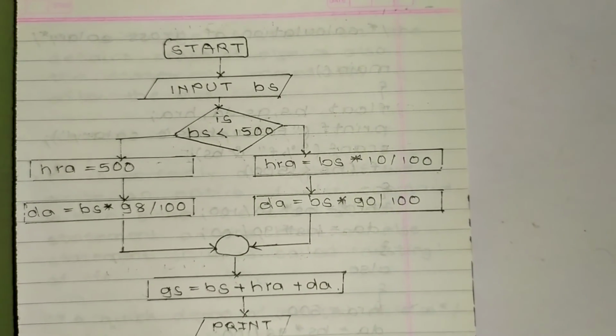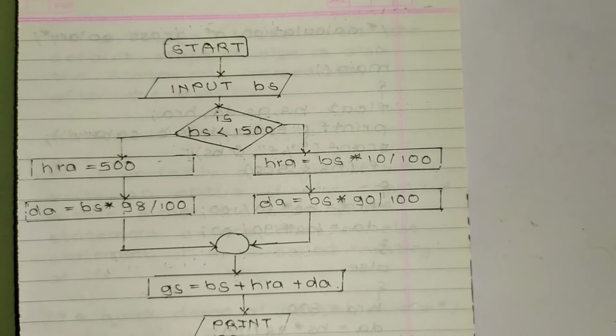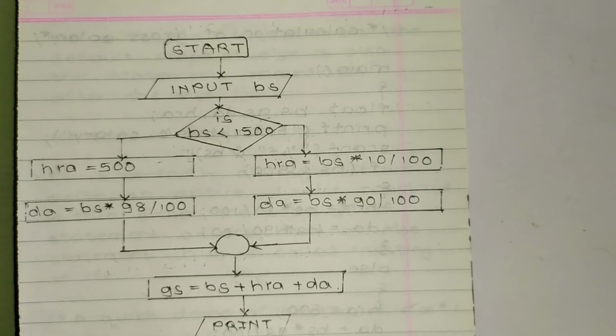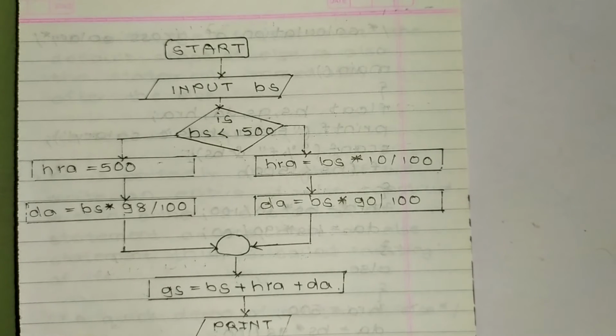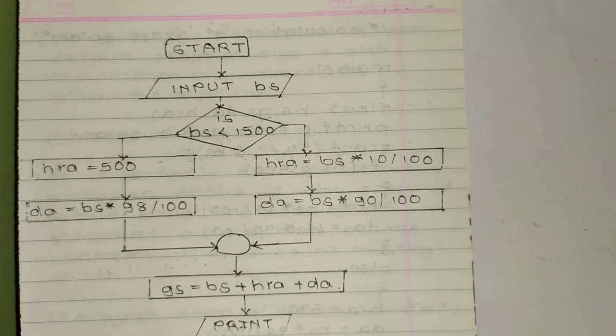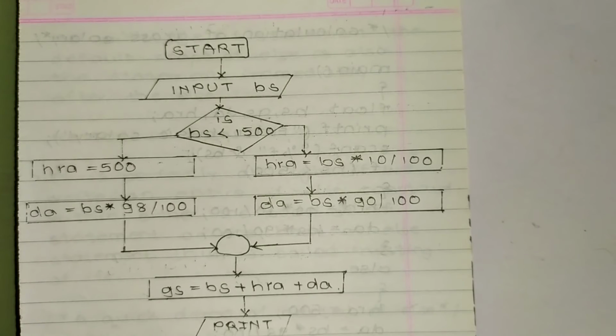So this is the flowchart for the statement. The first block is start, then the arrow points toward input BS, that is, we have to take input. BS is basic salary. We have to take input from the user, the person who is entering data through the keyboard. So input BS, that is, we take input of basic salary.